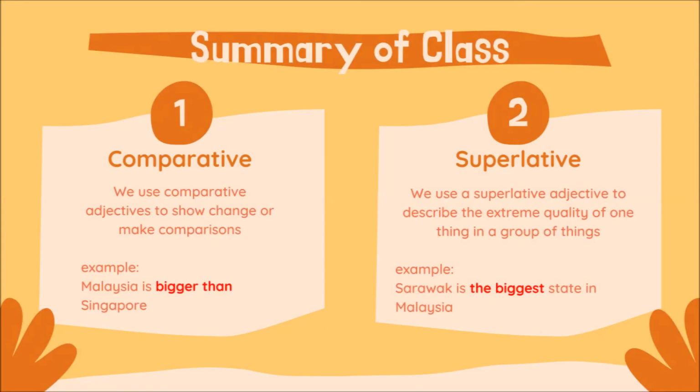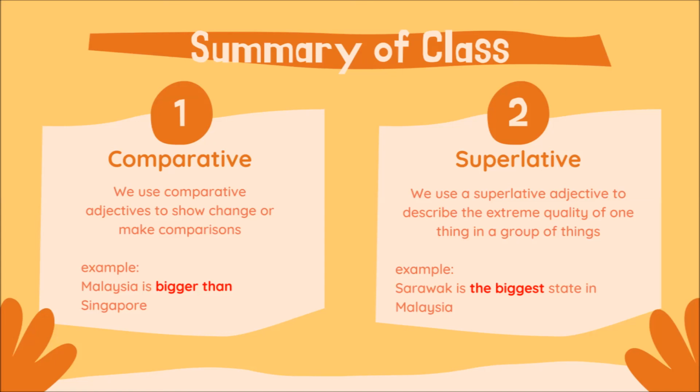Alright, now the summary of our class. The first one is comparative. Remember, ingat we use comparative adjectives to show change or make comparisons. Kita gunakan comparative ni untuk menunjukkan perubahan ataupun untuk comparison, membuat perbandingan. Okay, example, Malaysia is bigger than Singapore. Malaysia, negara kita, lebih besar daripada Singapura.